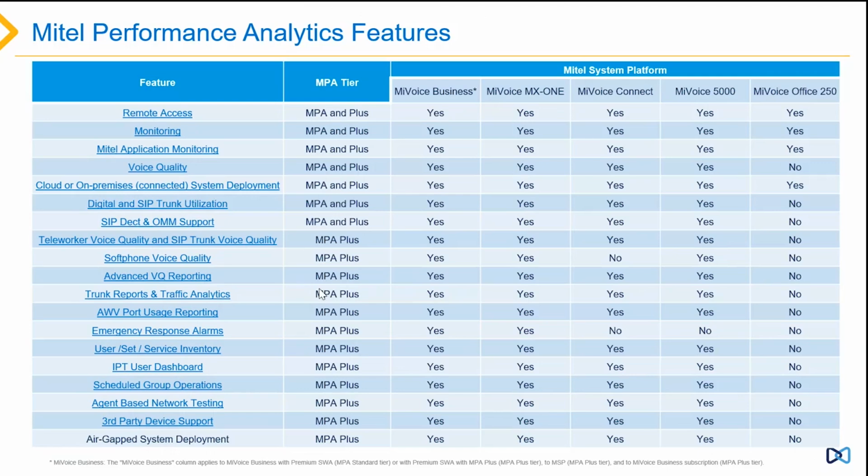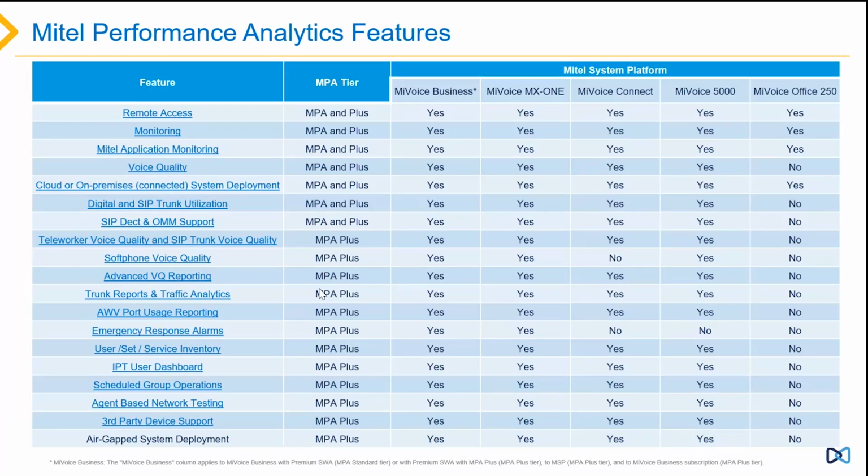So the features that we have on this slide are pretty much a comprehensive list based upon the call control along the top. So you can see the feature, the MPA tier, and then the call control as we go from left to right along the top. Now, the features, starting with remote access and ending with air gap system deployment, these are all the different features that we have in the system right now.